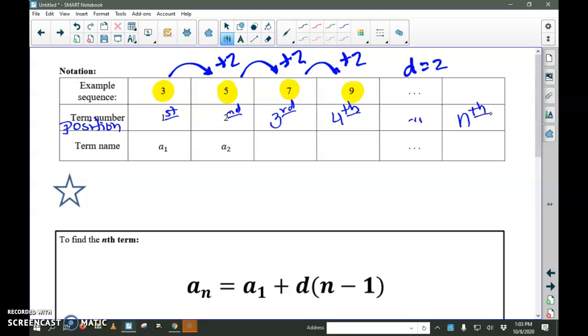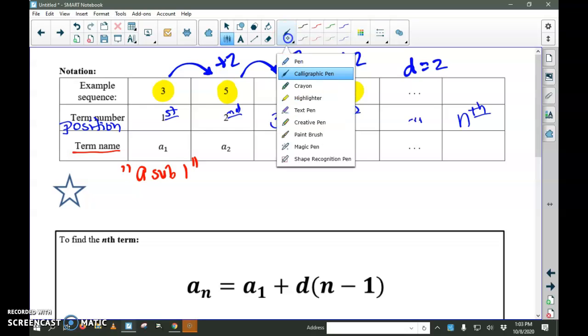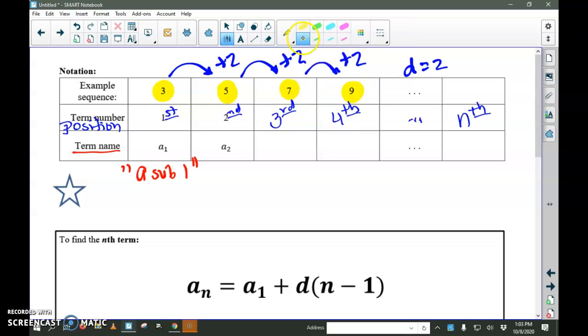Okay? So then when we talk about how to name the numbers in my list, notice that again, I have this subscript. This is read as a sub 1. And this 1 right here, I'm going to use my highlighter, okay? Notice it relates to the fact that 3 is the first number in my list.